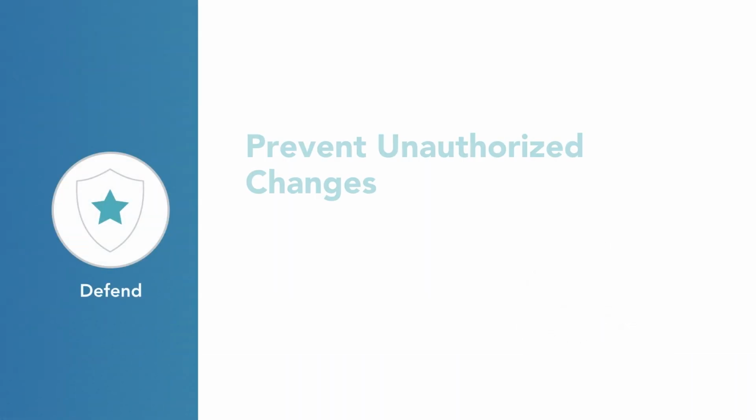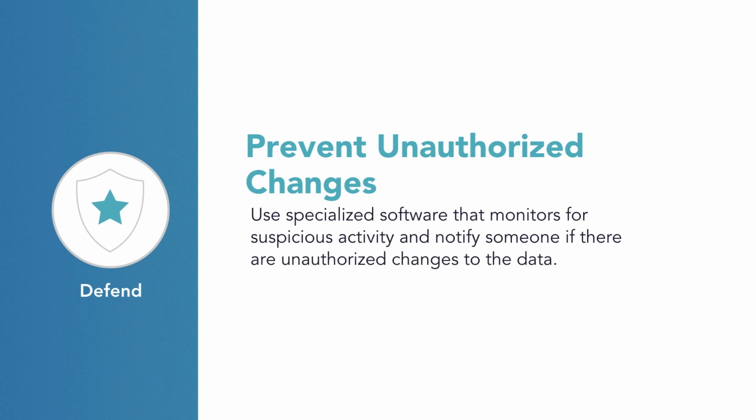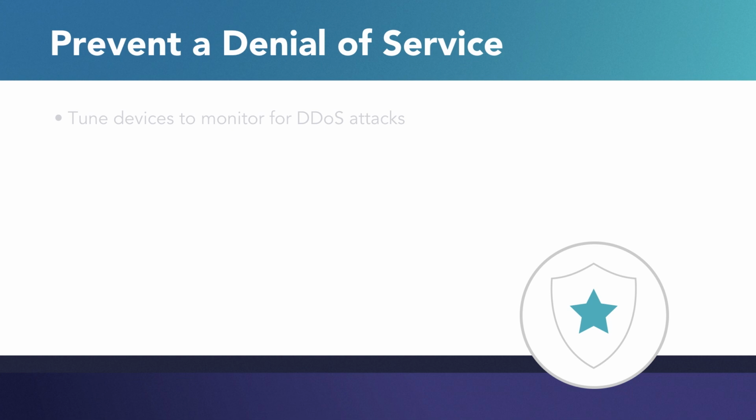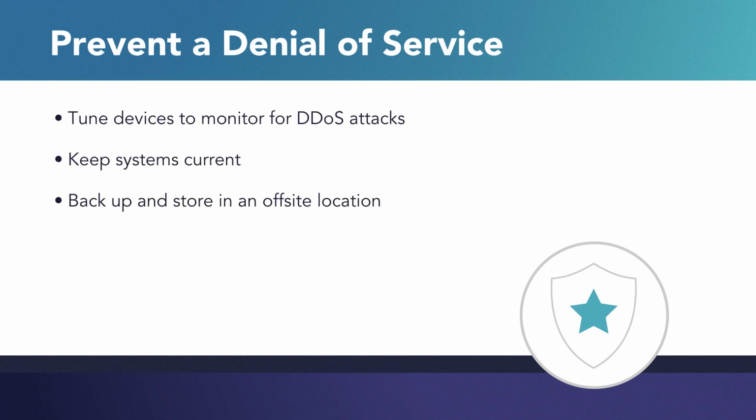To protect against a violation of integrity or unauthorized changes, there are a few guidelines. Businesses and organizations should use specialized software that monitors for unusual or suspicious activity and notify someone if there are unauthorized changes to the data. You'll also want to keep systems current and upgrade when necessary. Businesses should back up systems regularly and store in an off-site location. And at home, you should make sure you have a way to back up your own personal data as well.